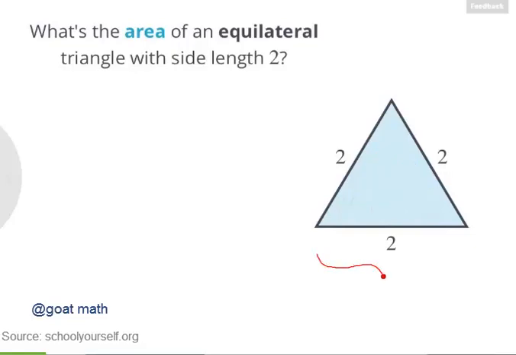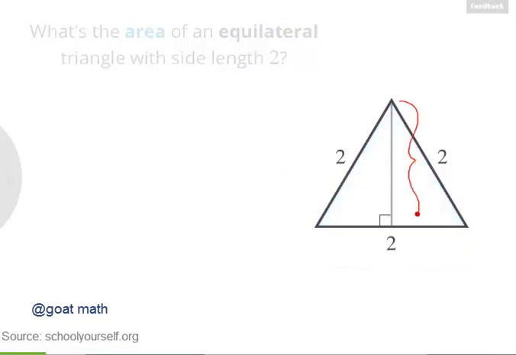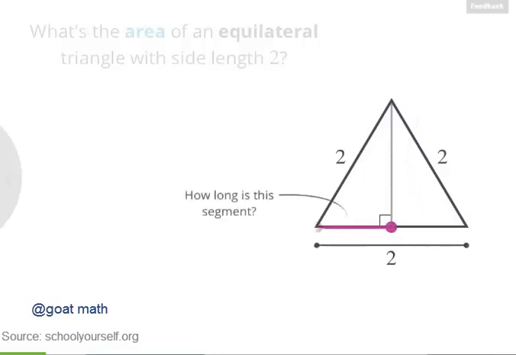We already know the base of this triangle is 2, so to find the area it would really help if we knew this triangle's height. Now, if this bottom side has length 2, how long is this segment between the altitude and this vertex? Precisely, this purple segment is half of the base, so its length is 1.